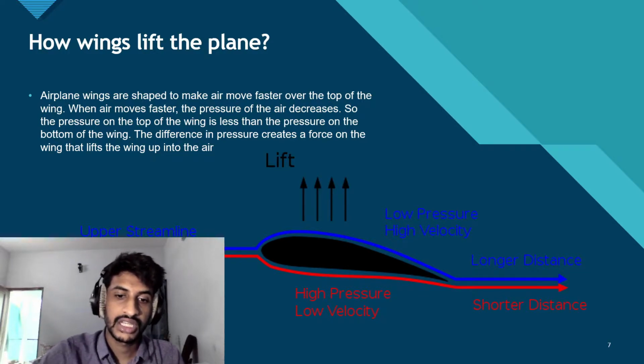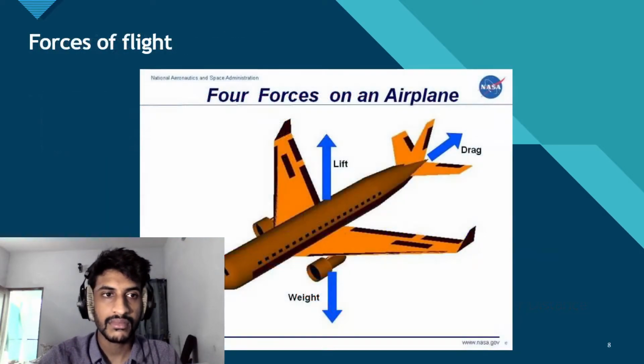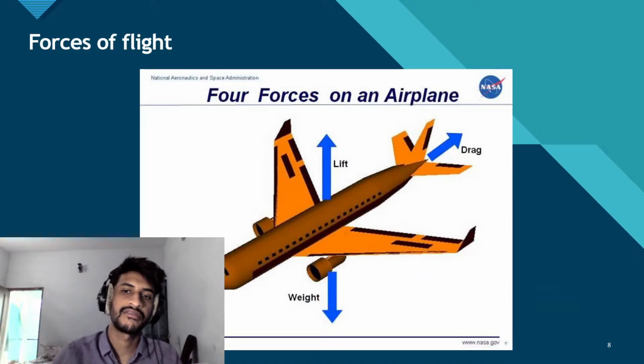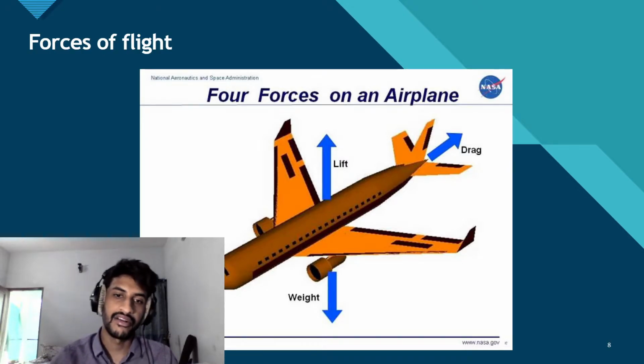As you can see in the diagram, this is the basic principle of how wings are able to generate lift. Forces of flight. There are four basic forces of flight which operate on an airplane: lift, thrust, weight, and drag.